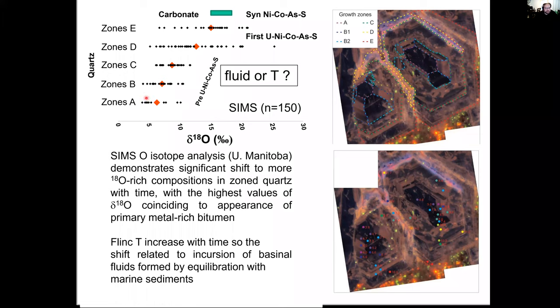That's shown in this image where Corwin went in and defined different zones within the quartz and is plotted here. There's 150 SIMS analyses. And what's evident is that the average and range in delta 18O for the quartz shifts by about 10 per mil on average, with values up to 20 per mil from initial values as low as about 3 per mil. And in those zones where we have the first appearance of that very metal-rich bitumen, that is where the values reach their highest levels. And the carbonates have compositions here that are infilling those veins post-dating the quartz.